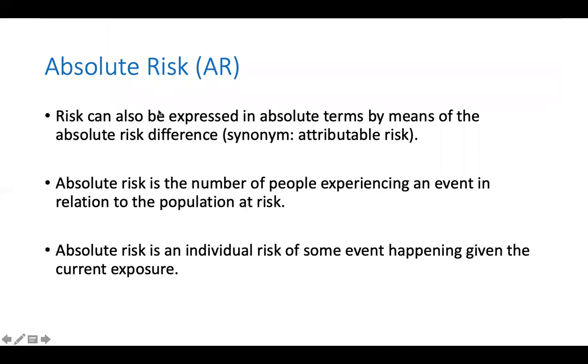What is absolute risk? Risk can be expressed in absolute terms by the absolute risk difference. It is also called attributable risk. Absolute risk is the number of people experiencing an event in relation to the population at risk. It is also the individual risk of some event happening in that particular group.